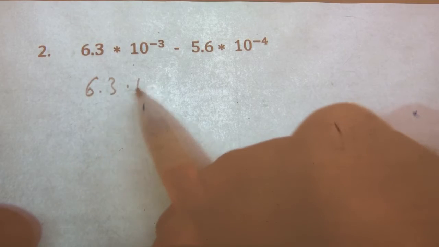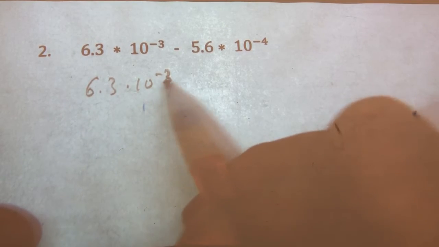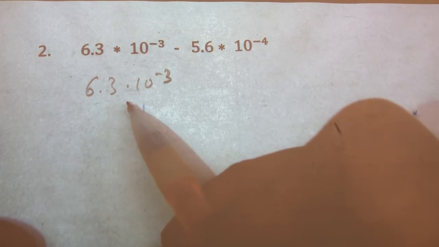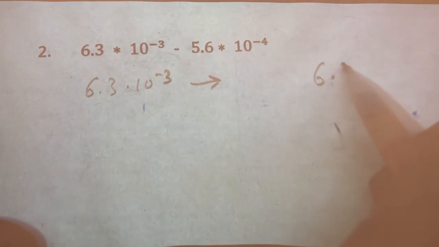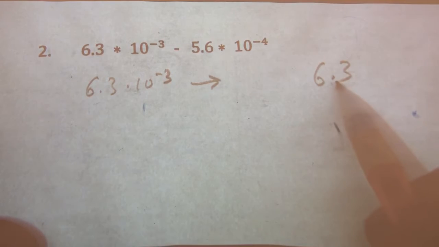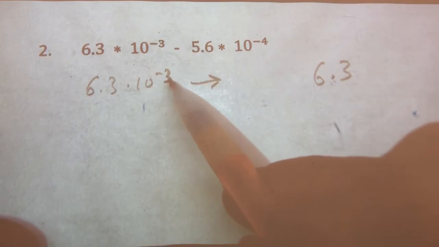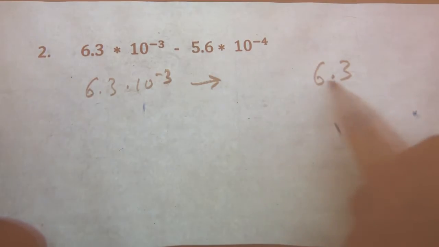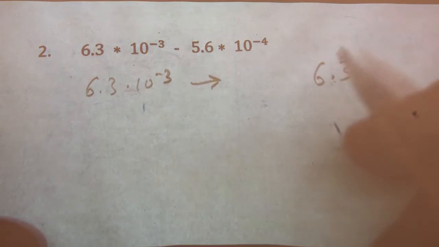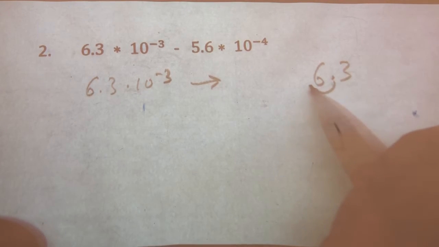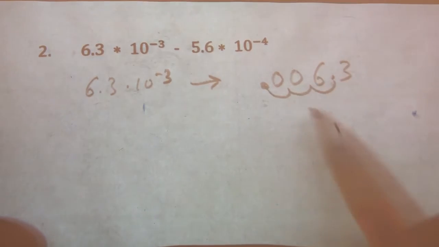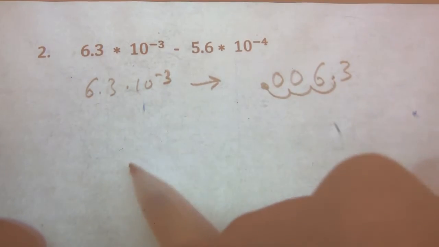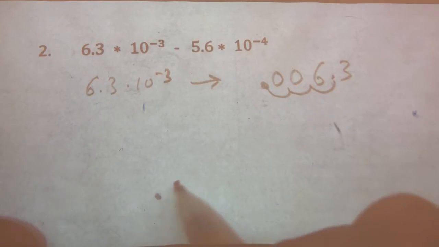So I'm going to convert each of these into standard notation. To put 6.3 into standard notation, I take the number 6.3 and then I move that decimal 3 times in a direction that will make it into a number with a small value, right? We see this negative exponent. So it's going to be 3 to the left. So I move it 3 times. Then this becomes the number 0.0063. So I'm going to write that down here.